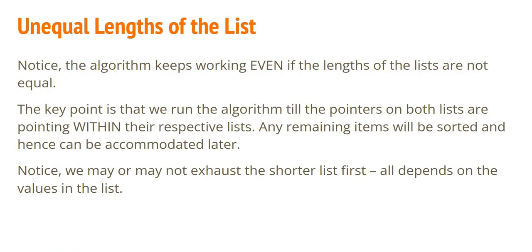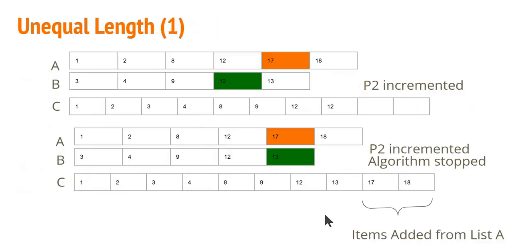Interestingly, this algorithm works even if the lists are not of equal length, because the key point here is that we are running the algorithm till the pointers on both the lists are pointing within their respective lists. Any items can then be, because the list being sorted, accommodated later. Now, a very interesting implication of this is that we may or may not exhaust the shorter list first. It all depends on the values of the list. So let's take two more examples to understand both these points.